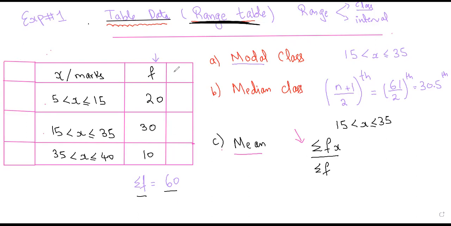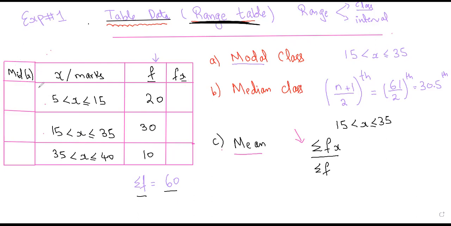So you need fx. You need the product of frequency with x. You already have frequency. You do not have x. You have a range of x. So in order to find this, you need to add another column that would give you x. Okay, so we write down middle x. This would give you the middle value of this range.